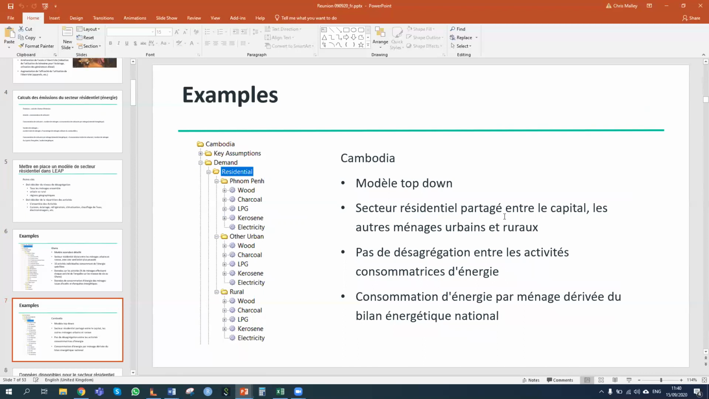A second example, for Cambodia, is much more of a top-down model. They have 3 levels of disaggregation. They separate the capital of Cambodia from other urban areas and rural areas, but they don't have any separation of activities. All of the fuel consumption is grouped together.